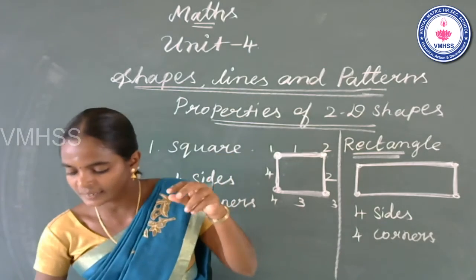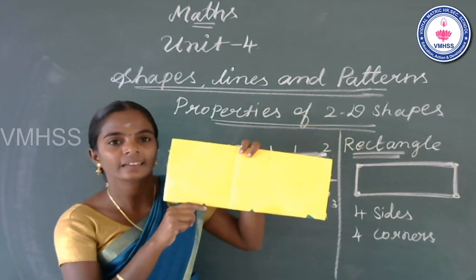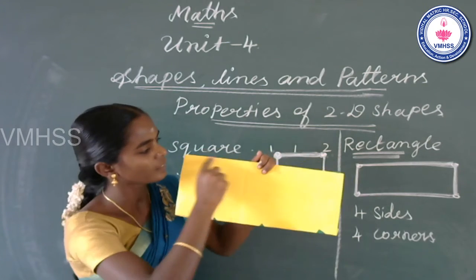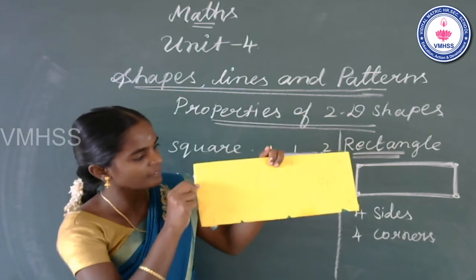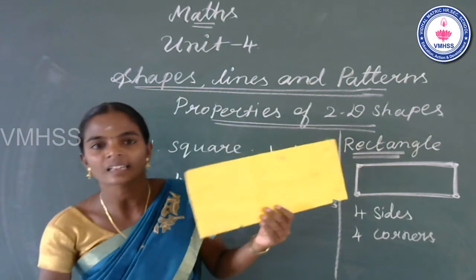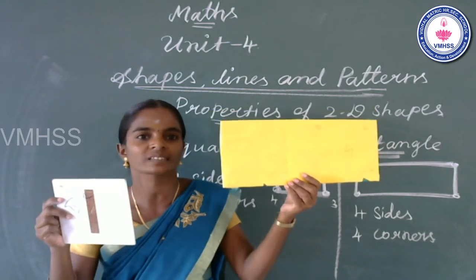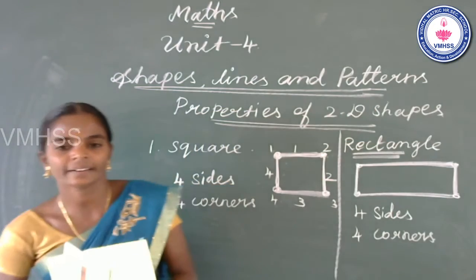Children, next, the rectangle: opposite sides are equal. This side and this side are equal. Next, this side and that side are equal. So in a square, all sides are equal, but in a rectangle, opposite sides are equal. Did you understand now?